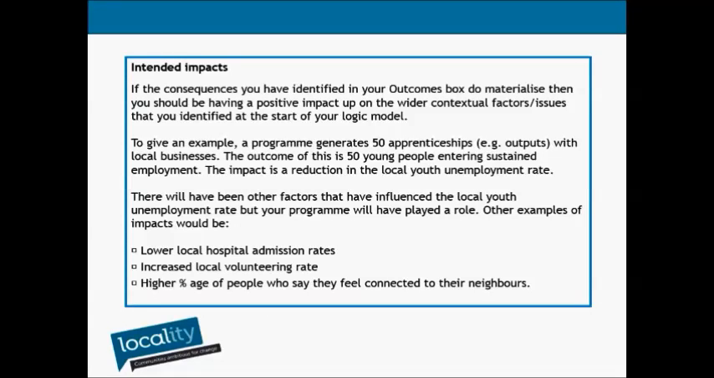So let me give an example of an impact. If, for example, you set up a program that generates 50 apprenticeships with local businesses, the outcome of this is 50 young people entered sustained employment, whereas the impact is a reduction in the local youth unemployment rate. We do recognise that there will have been other factors that have influenced the local youth employment rate, but your programme would have played a role. Other examples of impacts would be lower hospital admission rates, increased local volunteering rates, and a higher percentage of people who say they feel connected to their neighbourhood.